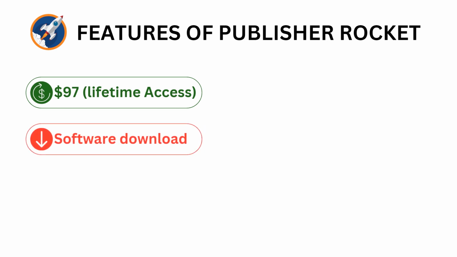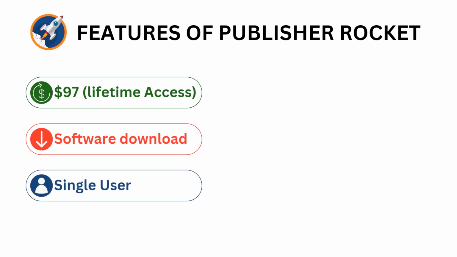Secondly, you have to download a software to access Publisher Rocket. It comes in the form of a software. When you have paid, we give you access to download the software to your PCs. It can be MacBook or Windows, which I'll talk about later. When you download the software and install it, it begins to work on your system.